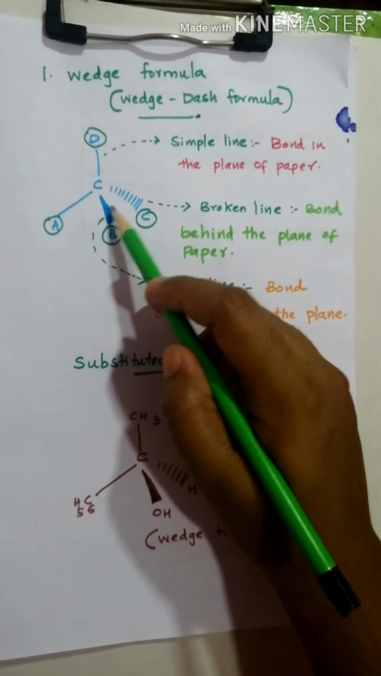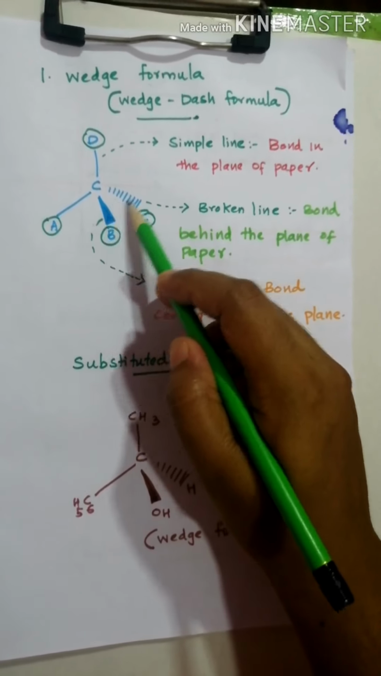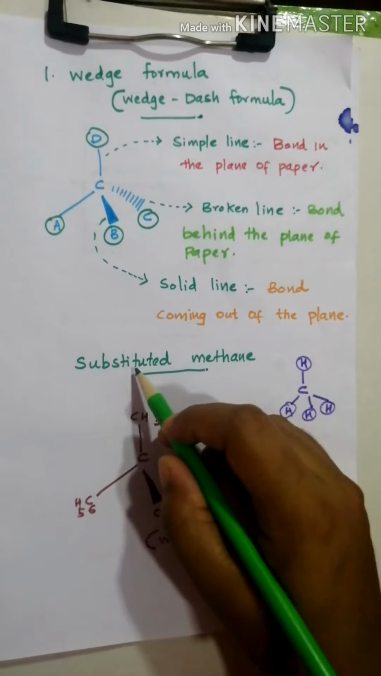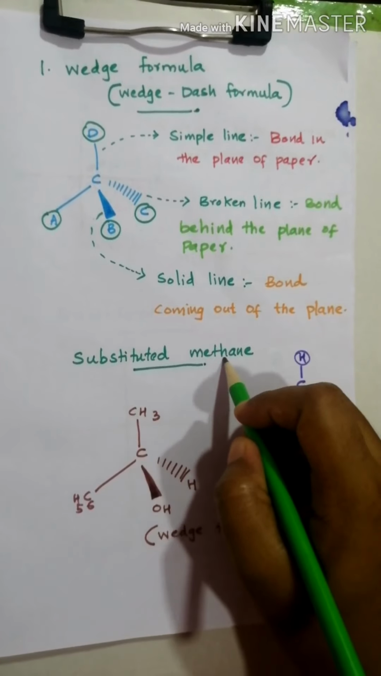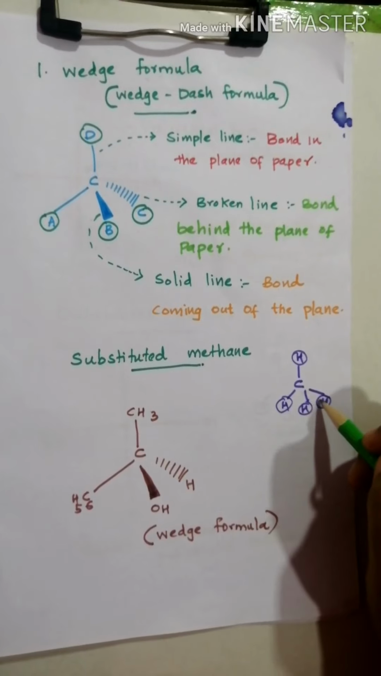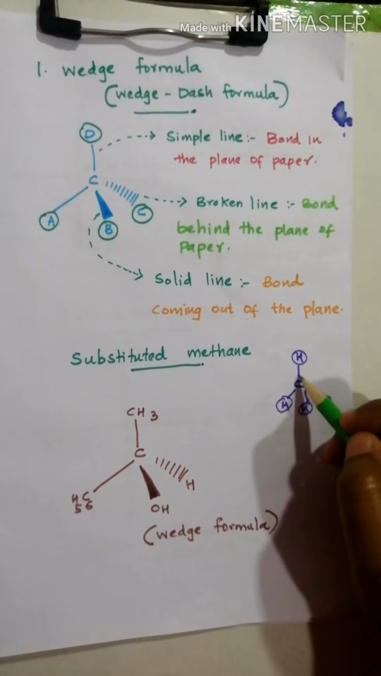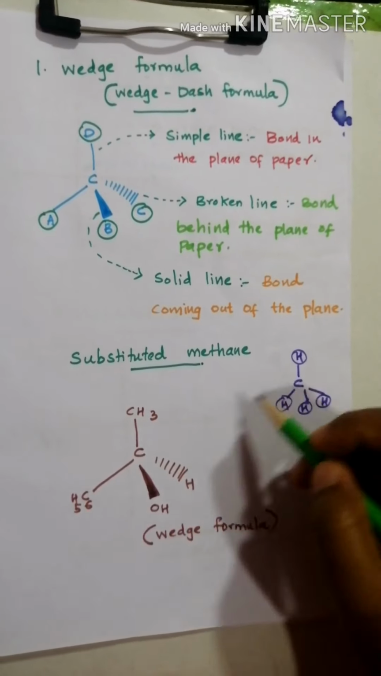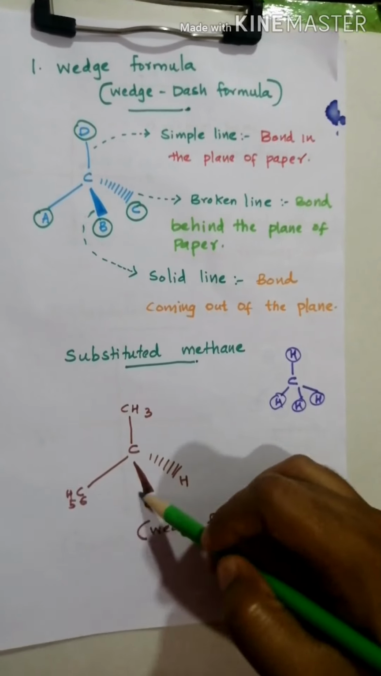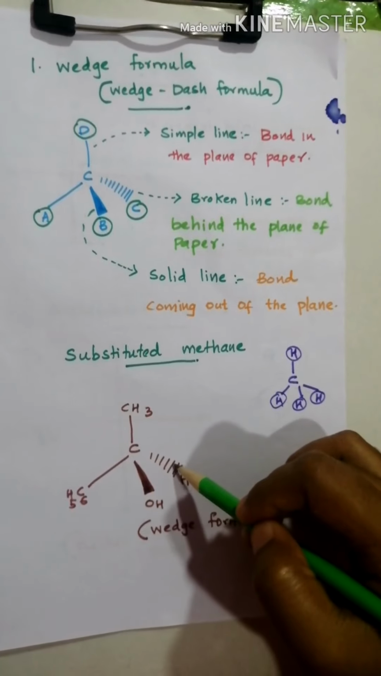We can represent mainly three types of projection: one using broken lines, one using a solid line, and normal lines. For example, this is a simple example: substituted methane. We know that this is the structure of methane, where C is bonded with H and H, but this is not chiral. We can replace this H by some other groups. Then we get a chiral carbon attached with four different groups: CH3, C6H5, OH, H.